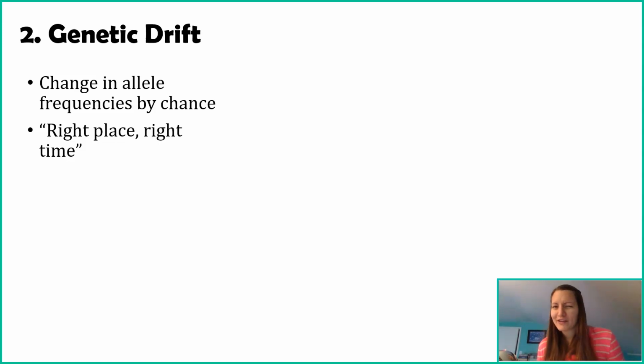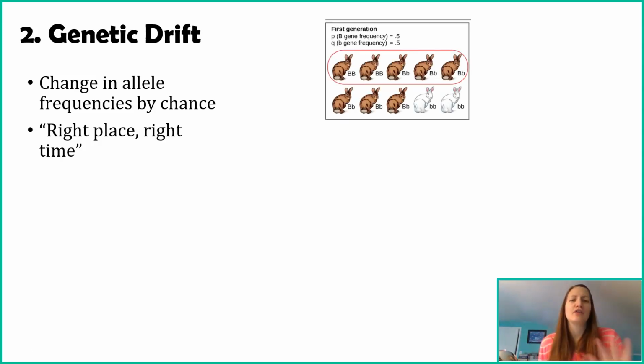You can almost think of this as like a right place, right time. And what I'm referring to there is thinking about the individuals that reproduce. So let me give you an example. In this picture, we have 10 rabbits. So we have a small population of 10 rabbits. And this is showing you their genetic makeup.